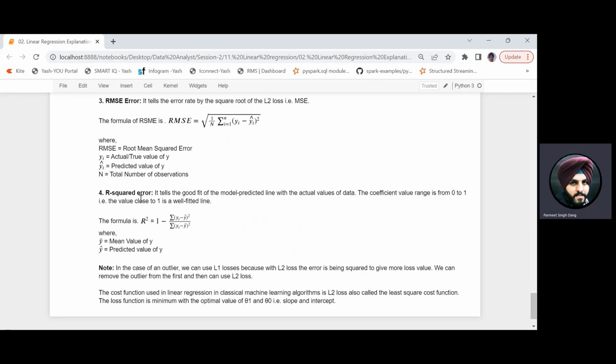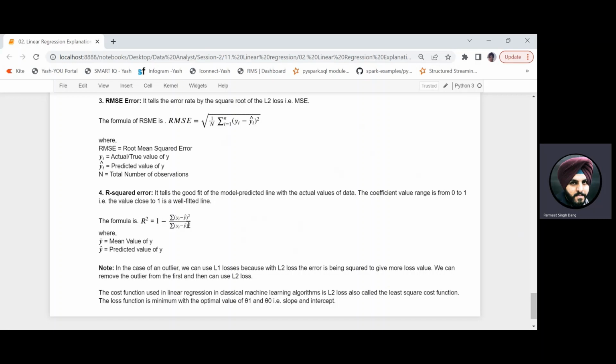So what does R squared error tell us? It tells us how good the fit of the model is with its actual data, and this value ranges between 0 to 1. How do we calculate R square? We subtract the ratio from 1. In the numerator, you would see yi minus y hat whole square, actual minus predicted whole square, which is the same formula as before. In the denominator, we subtract all the data points from their mean and take the square. In the next session, over Excel, I will show you how these things are calculated.